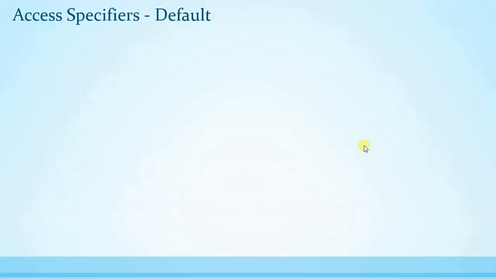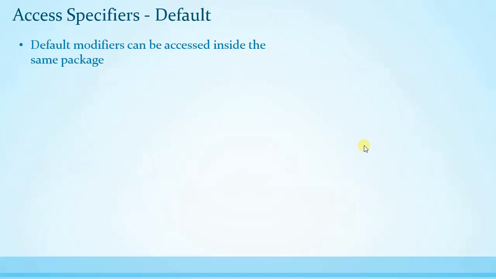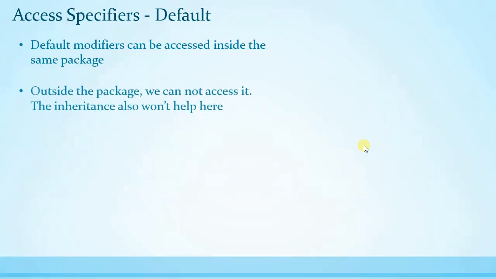Now let us look at the default access specifier. A default member can be accessed inside the same package. So it is just like protected, but these default members cannot be accessed outside the package. So even inheritance won't help. If a class is inherited outside the package, the default member cannot be accessed.